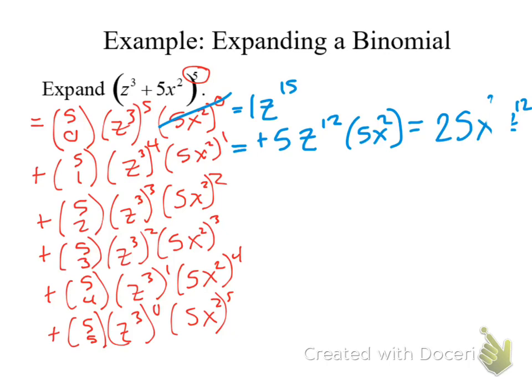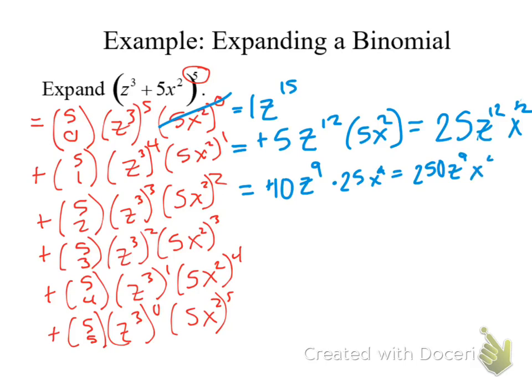The computer should take it no matter how you type it this time, but I'll keep it in the order from above. So z to the 12th x squared, which will then equal, 5 choose 2 is going to be 10, and then I have cubed, so that would give me z to the 9th. And then this is going to give me times 25x to the 4th, which gives me 250 z to the 9th x to the 4th.